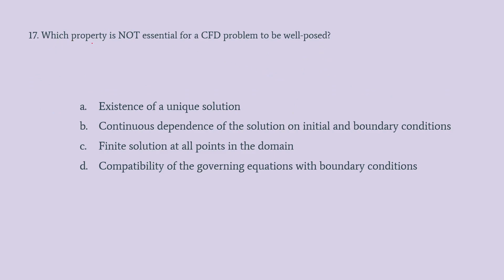Next question, which property is not essential for a CFD problem to be well posed? The next question is on well posedness of a CFD problem. Options are: Option A, existence of a unique solution. Option B, continuous dependence of the solution on its initial and boundary conditions. Option C, finite solution at all points of the domain. Option D, compatibility of the governing equation with the boundary conditions.